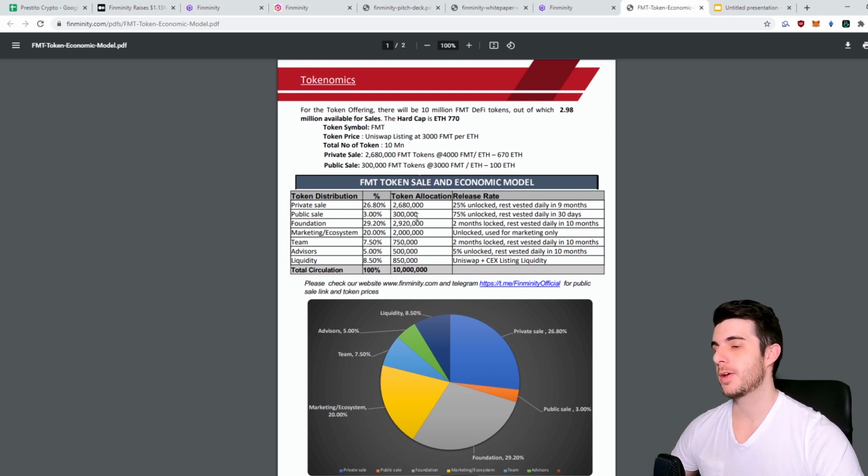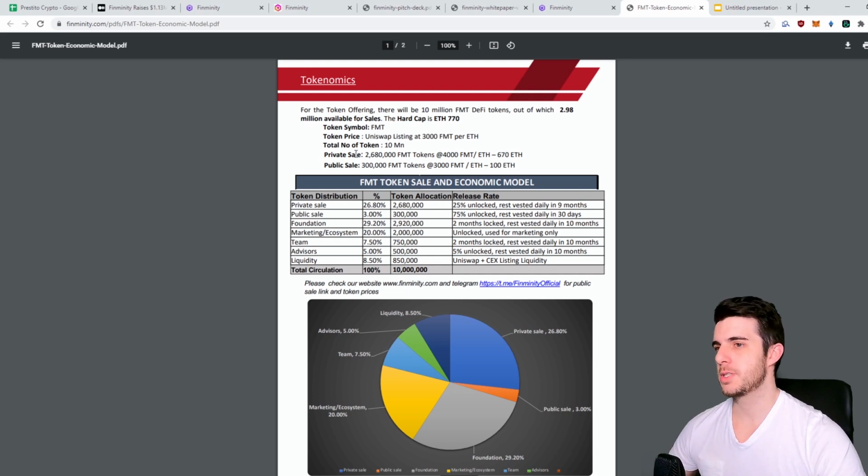Public sale, they're going to be raising 3% of the allocation, which is 300,000 tokens, 75% unlocked and rest vested daily over 30 days. So there is no rounds that actually have 100% unlocked. So I think that's bullish, obviously, for the price. I mean, public sale, 75% unlocked. It's still a huge chunk. Obviously, you should make back your initial.